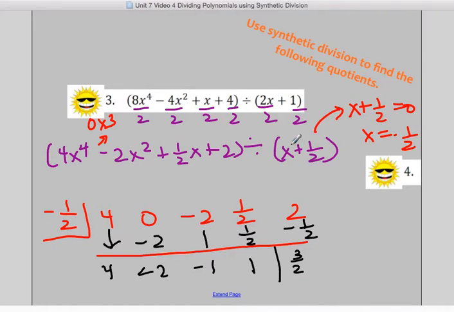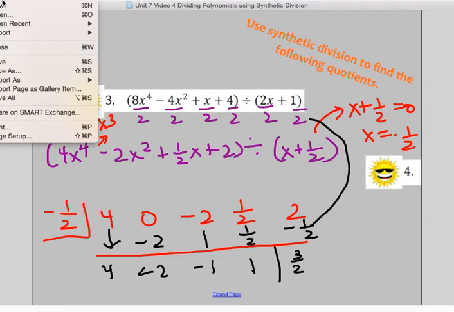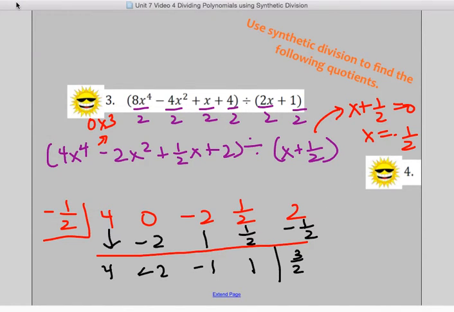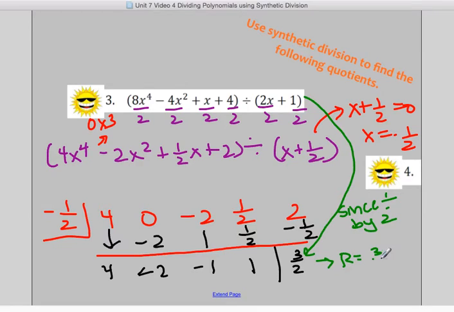Now here's the thing. We divided everything by 2. So in order to write my answer out, I need to multiply. Okay. I need to multiply my remainder by 2. Since we divided by 2, my remainder is going to be 3 over 2 times 2, which gives me a remainder of 3. If you ever have to divide, you have to multiply your remainder by that number. This is something that a lot of people forget, so don't forget to do that.